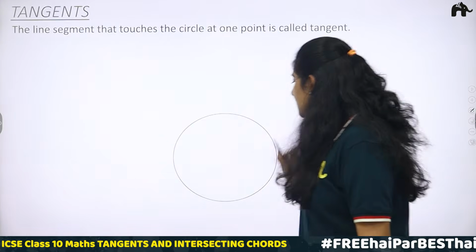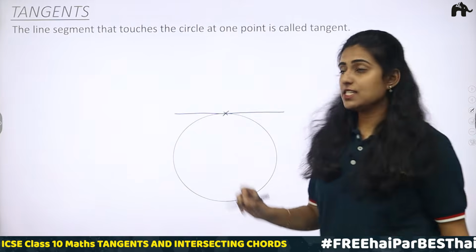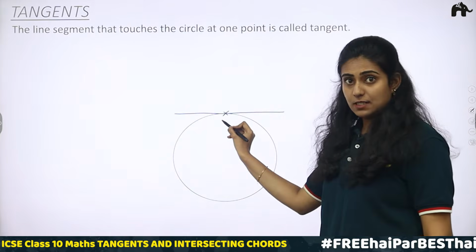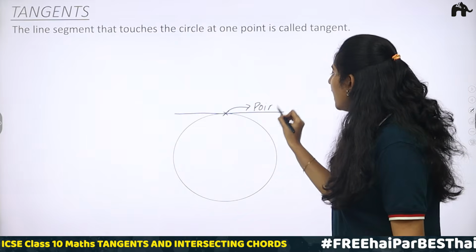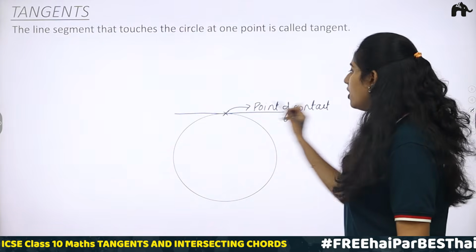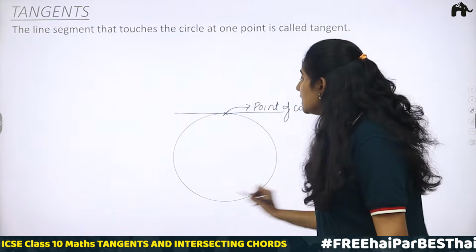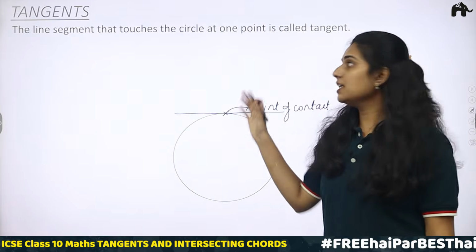Here, I am having a circle and I am going to draw a tangent. This line is a tangent which intersects the circle at the single point. This point is called point of contact. Point of contact. Okay, the point where the line segment touches the circle. Okay, there are few important points that you have to remember regarding tangents.